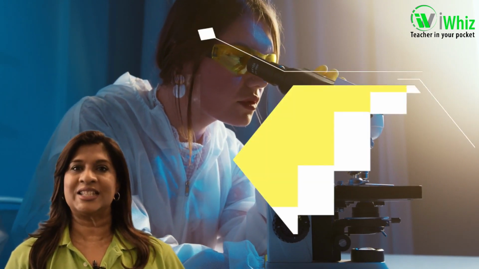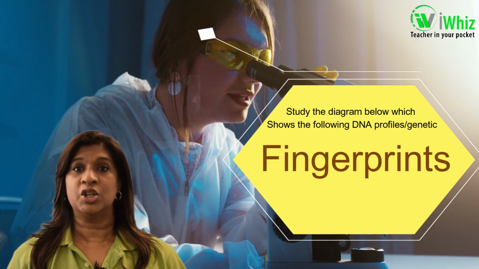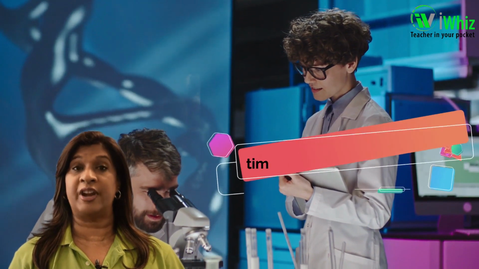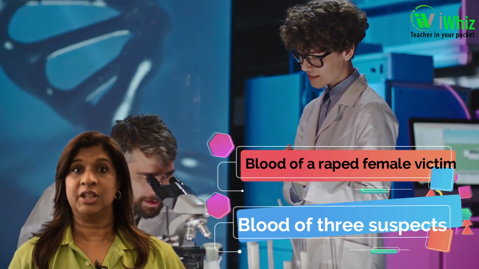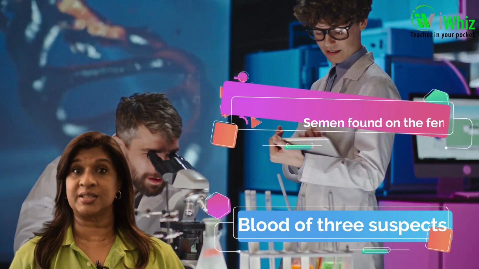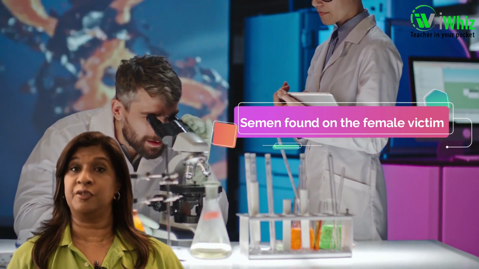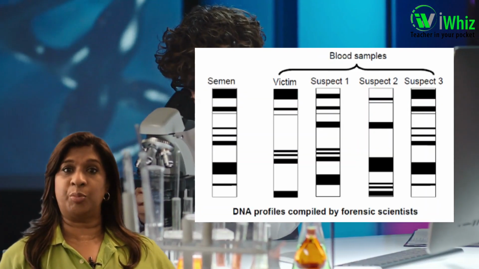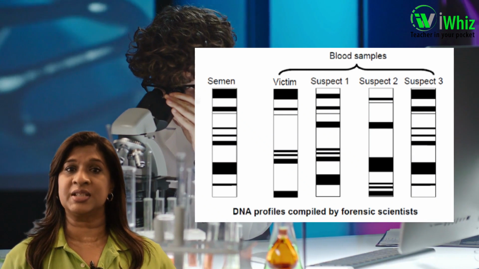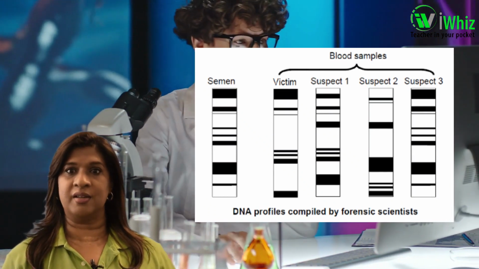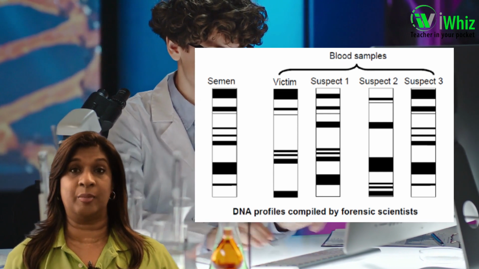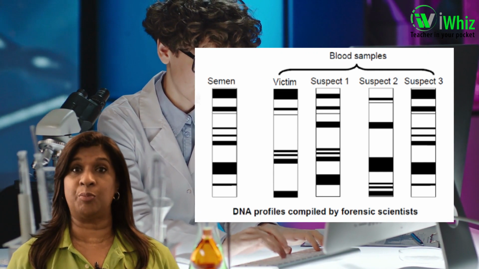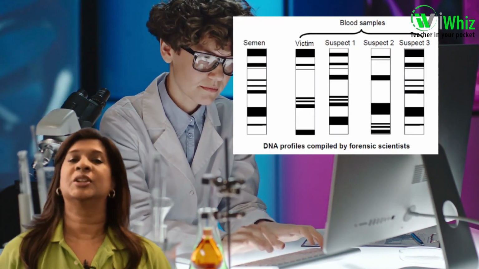Question 1. Study the diagram below showing the following DNA profiles: the blood of a raped female victim, the blood of 3 suspects, semen found on the female victim. So if you look at our DNA profile, you can see the various labels. When we are discussing the answers, we will analyze that diagram a little more closely. The questions based on these DNA profiles are the following.